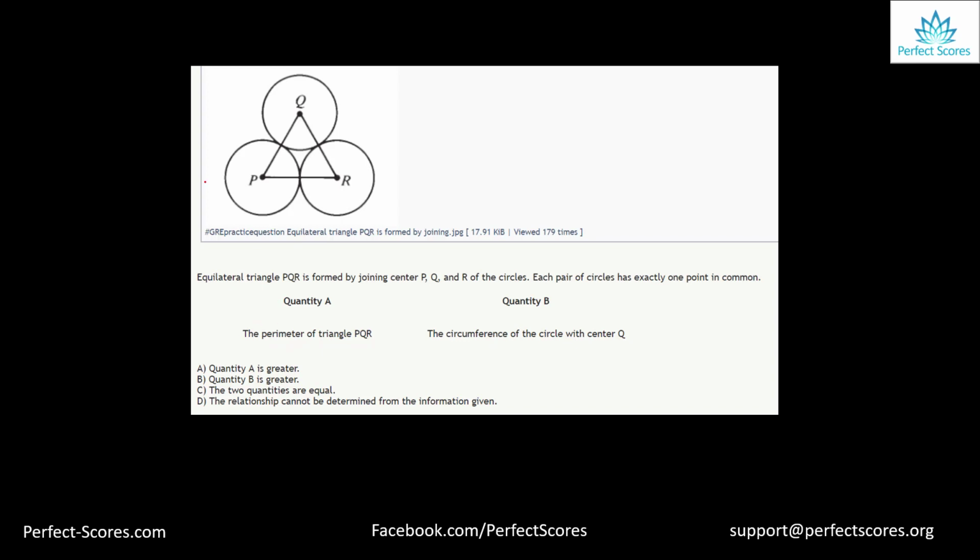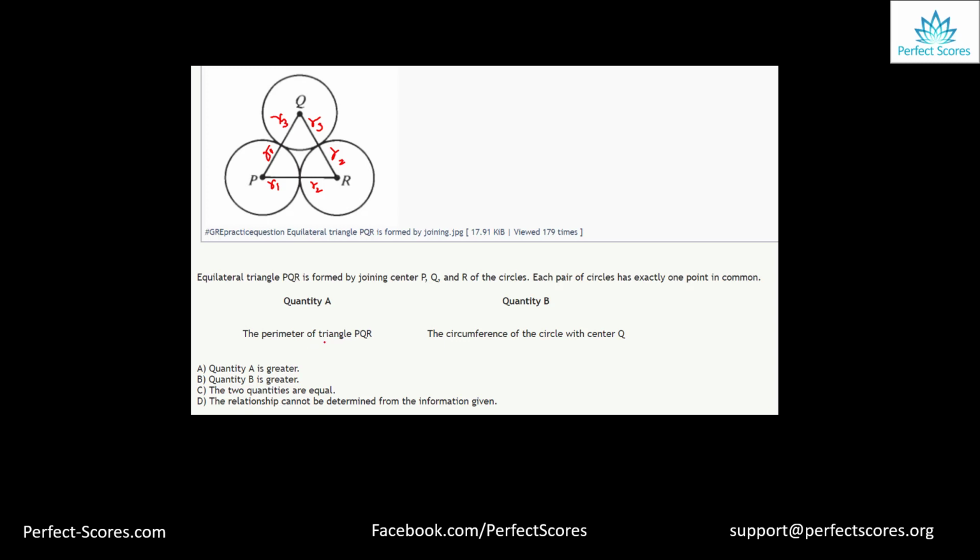The question says the perimeter of triangle PQR, and here it says the circumference of the circle with center Q. So this is an equilateral triangle, right? That means all the sides of this triangle are equal. If this is radius R1, then this is also R1. If this is R2, this is also R2. If this is R3, this is also R3. That is our equilateral triangle here, and the circles just touch each other, so they're tangent to each other.